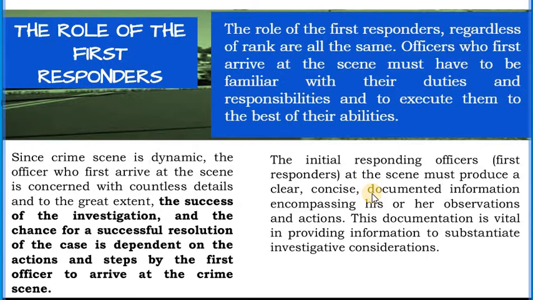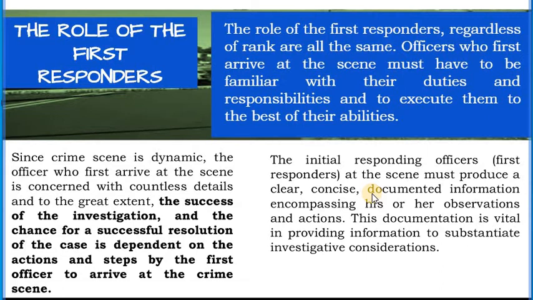So, ganito. Since crime scene is dynamic, when we say dynamic, paiba-iba, diba? The officer who first arrived at the scene is concerned with countless details, and to a great extent, the success of the investigation and the chance for successful resolution of the case is dependent on the actions and steps taken by the first officers to arrive at the crime scene. So, tingnan nyo, isang factor ng magkakaroon tayo ng successful investigation if tama din yung ginawa ng first responder. Diba?